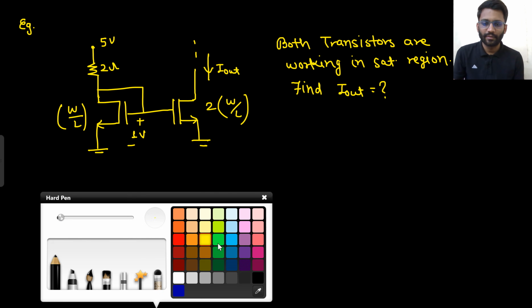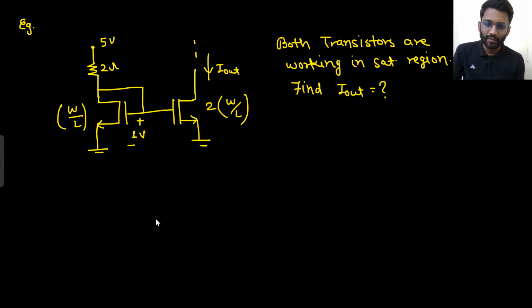So what will be I out? First find the current here. If this is 1 volt, if this is 0, this will be 1 volt. So this will also be 1 volt. So what is the current here? That is 4 ampere. Sorry, 4 by 2, 2 ampere.